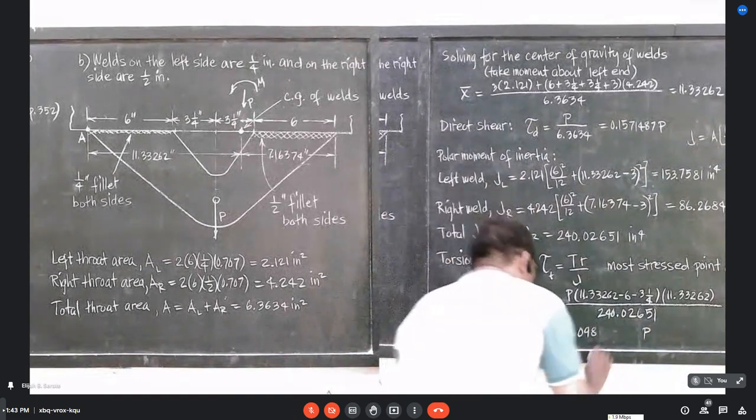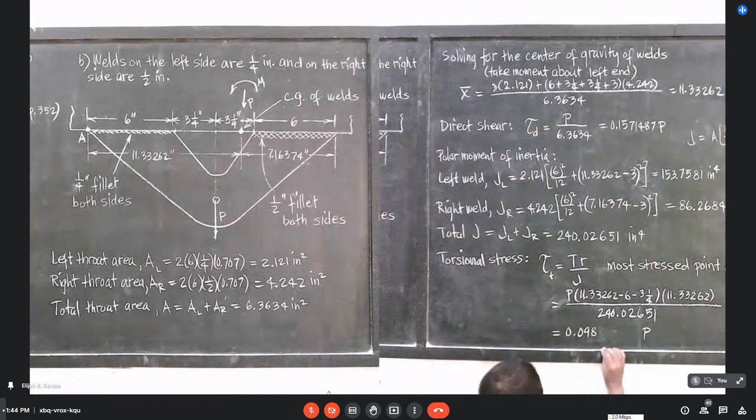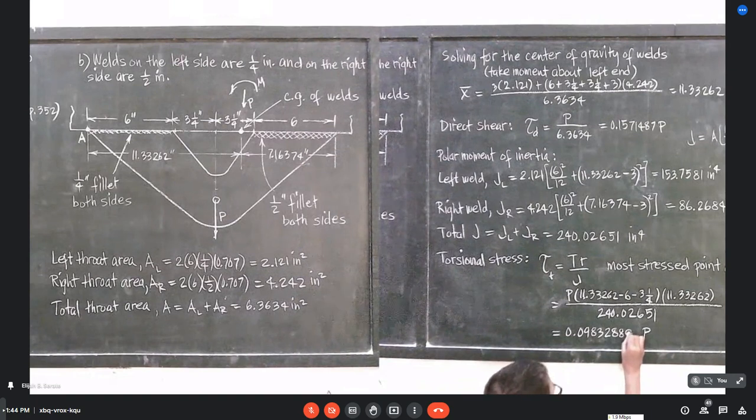Nine, eight, three. So, 8, 8, 2, 8, 8, 9. That's correct?